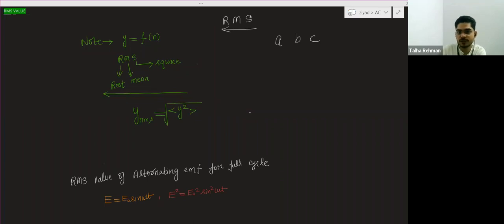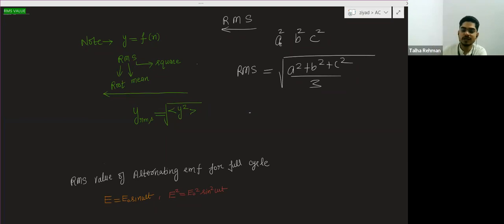Square means you will do this. This will become a square, this b square, this c square. Then you will take the mean. Mean means average. You will take the average of a square plus b square plus c square. After that you will take the under root of this. So this will be the RMS, root mean square value.